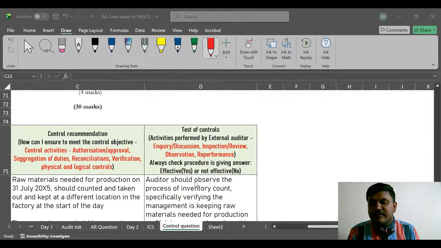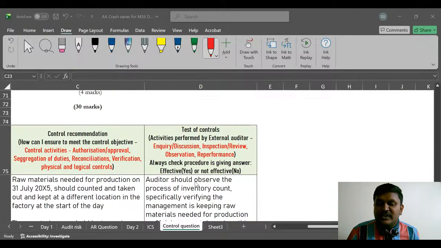And for a test of controls, the key would be using terms like discuss with the management, inquire with the management, have a meeting with the management, inspect. These things will come. These are the general technical terms used for the audit procedures. We can use them over there to gain more marks.